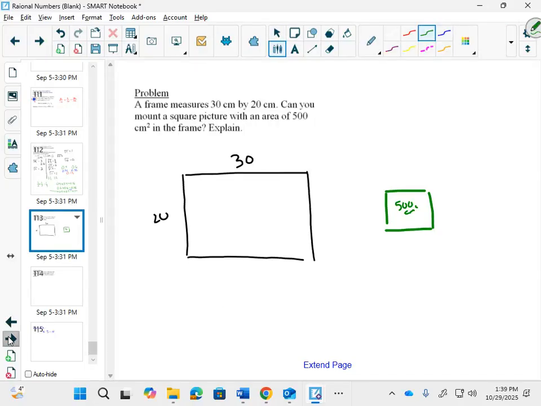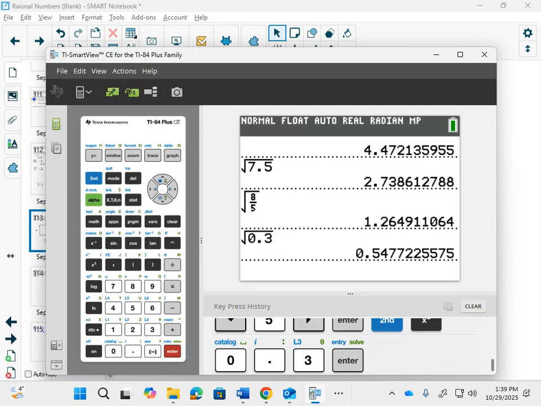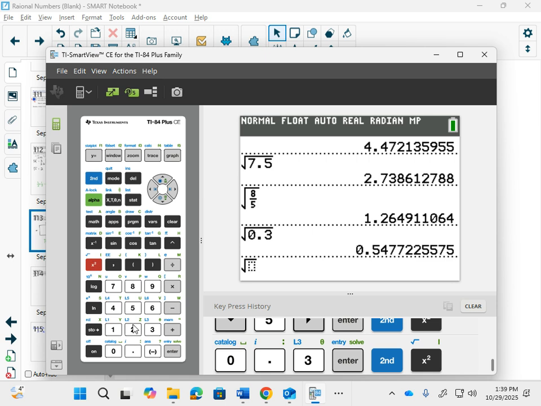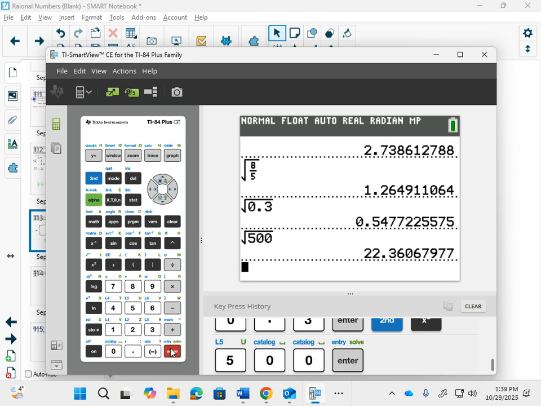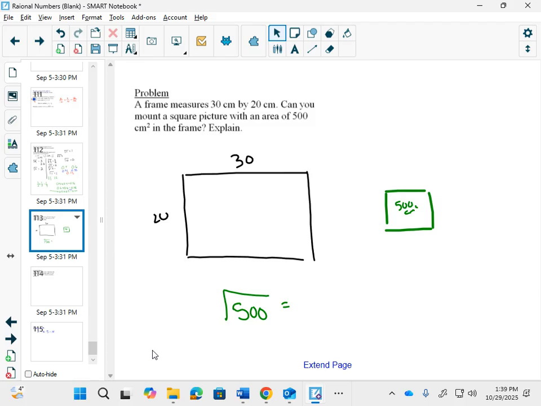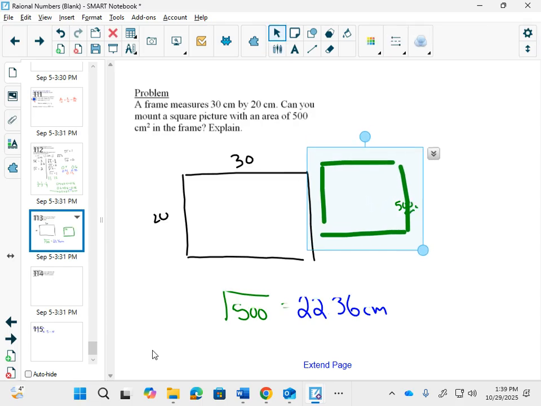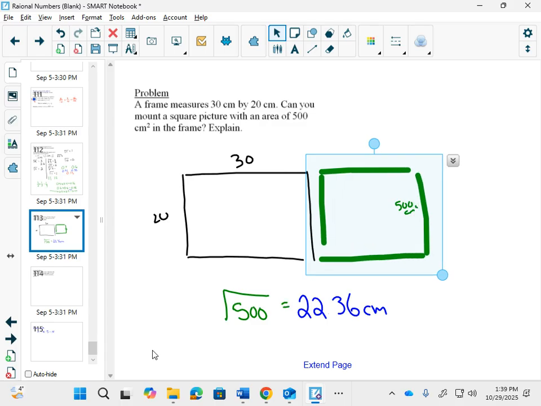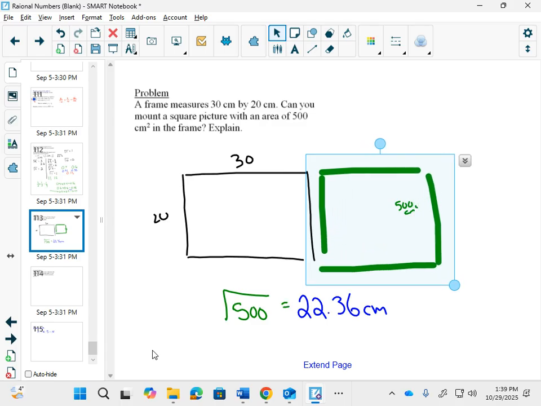We could figure that out by doing the square root of 500. Go to our calculator. Any guesses? 25? 25 times 25? Square root of 500 is 22.36. How big do I have to make this? It's bigger than 20, like that.